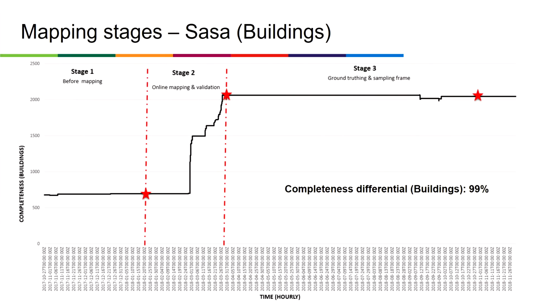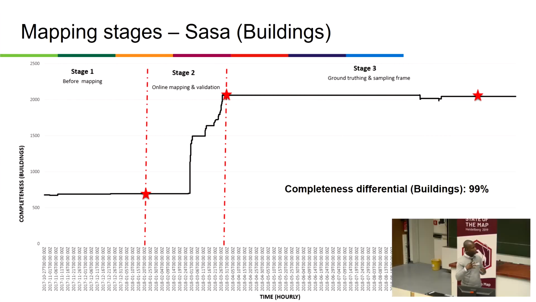In Shasha, the gap is very small. So the completeness differential in percentage terms is very high. In a way, it could suggest that if you complete stage 2, then it's almost okay to use it for stage 3 work without necessarily going to the field.